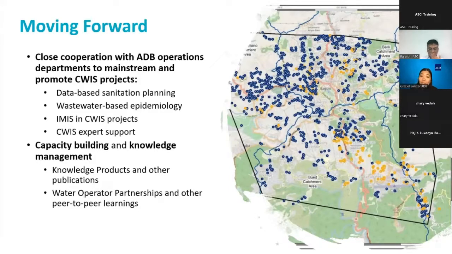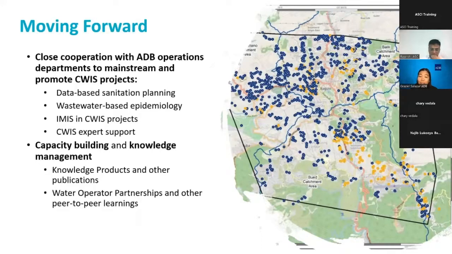Some sanitation initiatives currently in ADB's project pipeline include more data- and evidence-based sanitation planning, similar to what we are currently doing in Baguio and in India. There's also promotion of strengthened data collection and monitoring systems, and incorporation of IMIS and digitalization initiatives in CWIS projects. We are also venturing into wastewater-based epidemiology monitoring, specifically for COVID-19 detection in wastewater.